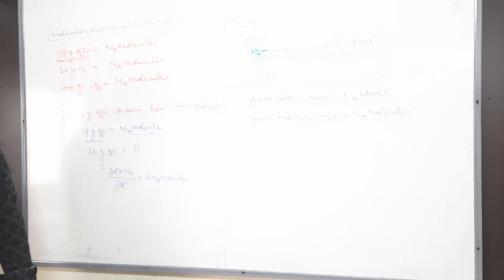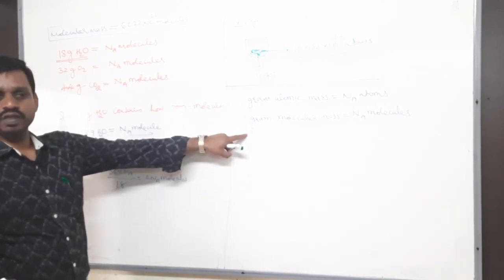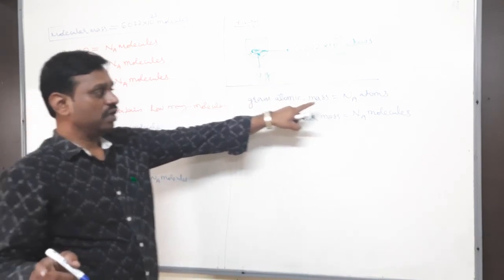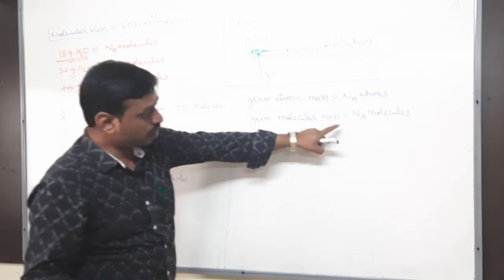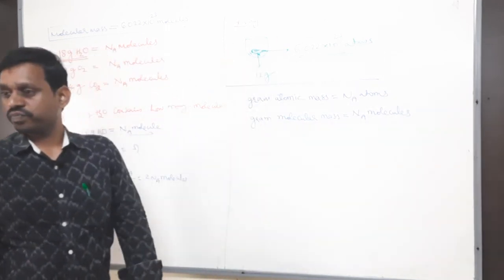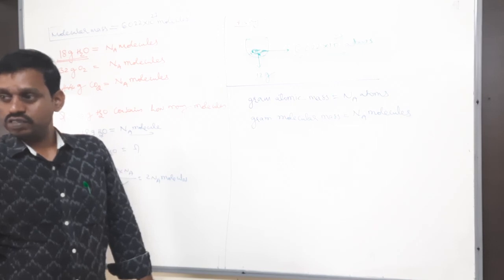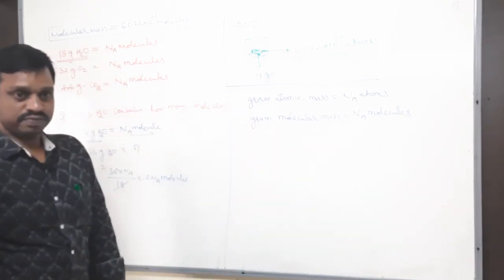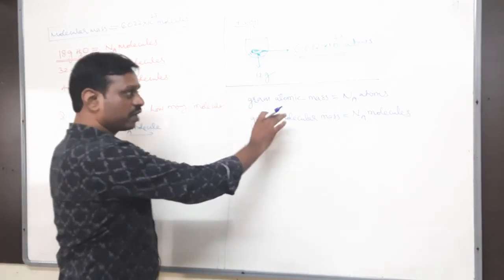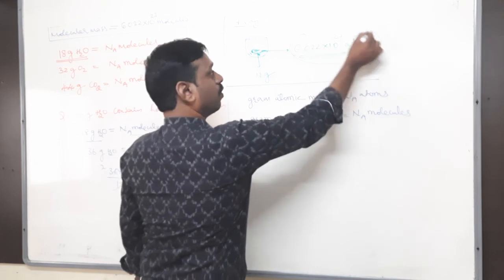It means the Avogadro number is related to atomic mass, even molecular mass. If you take atomic mass, Na atoms will be there. If you take molecular mass, Na molecules will be there. Right? Understand? Then, what is the importance of this? Before going to that, let me clear this. This value is called the Avogadro number.